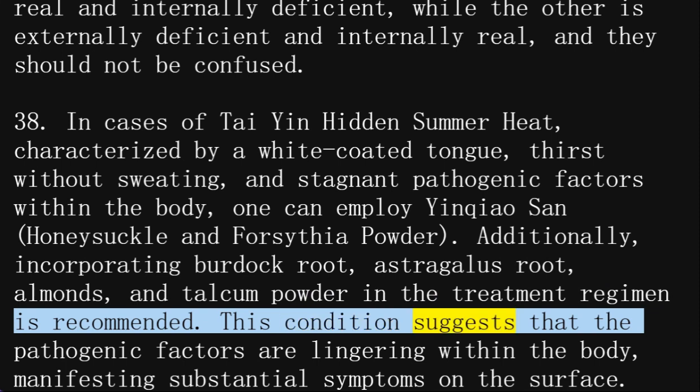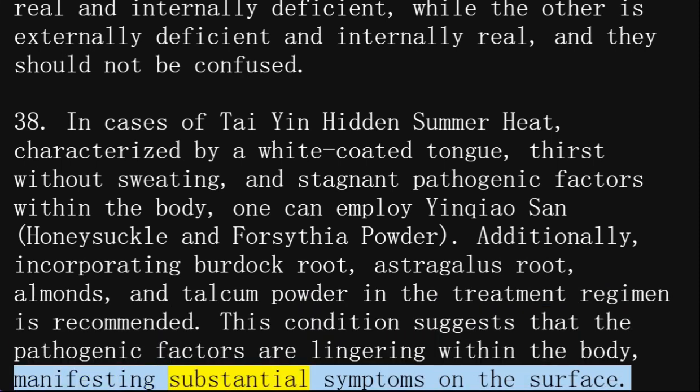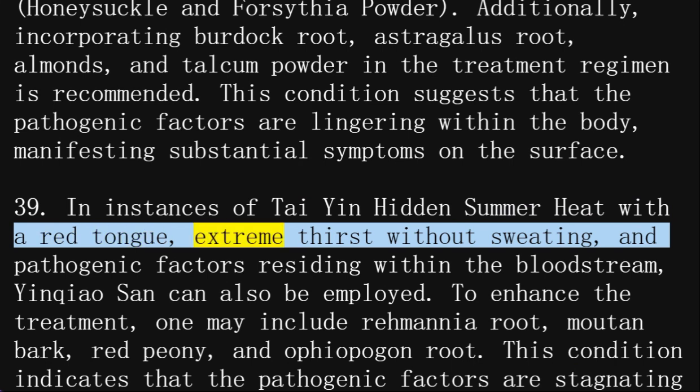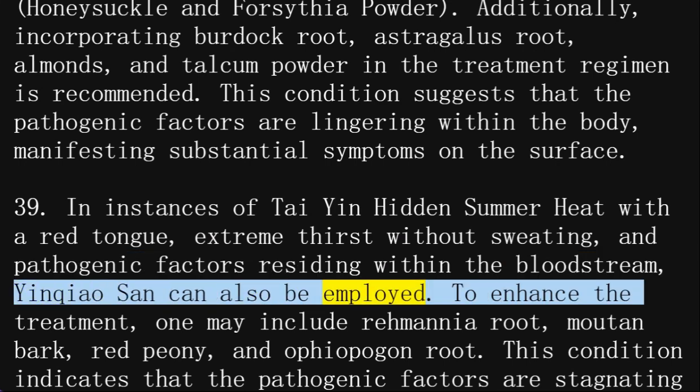This condition suggests that the pathogenic factors are lingering within the body, manifesting substantial symptoms on the surface. 39. In instances of Tai Yin hidden summer heat with a red tongue, extreme thirst without sweating, and pathogenic factors residing within the bloodstream, Yin Qiao San can also be employed.